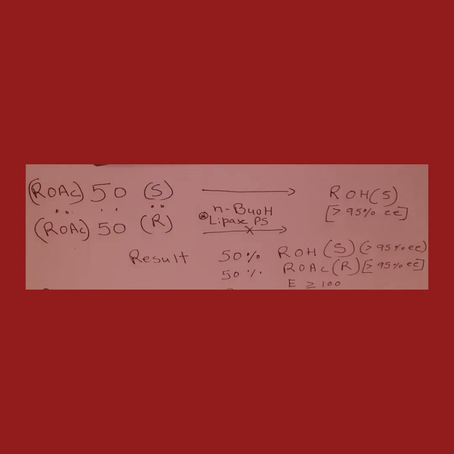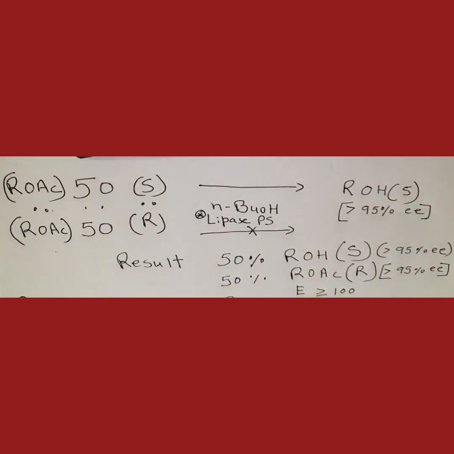Let's understand why the reaction has to be carried on only till 50%. Now what happens is, we have the R-OAc and S-OAc, that is, the esters of both the isomers in the ratio of 50-50. Now we are using n-butanol as our nucleophile and lipase PS as the enzyme.